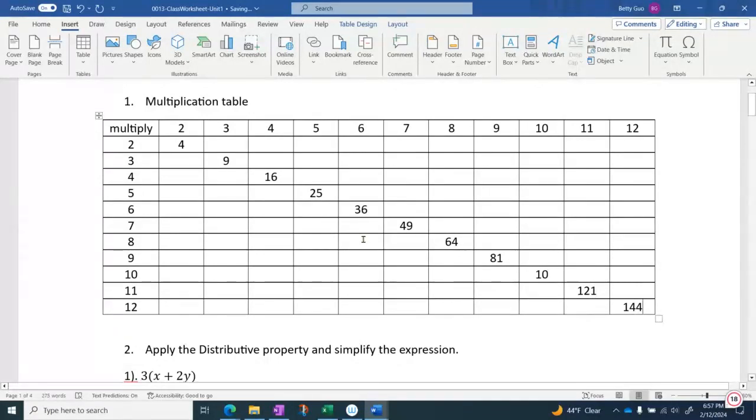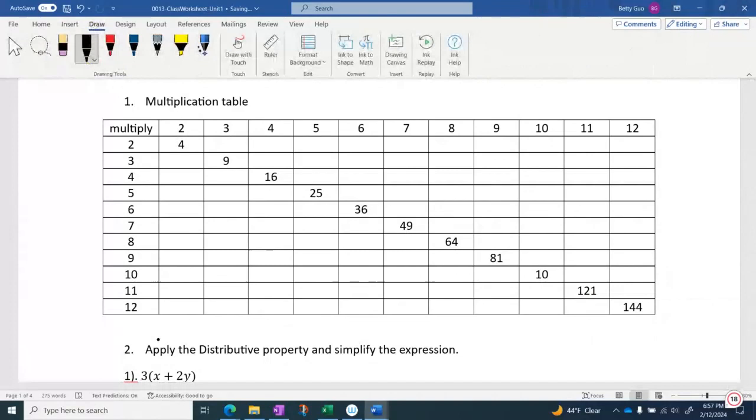13 times 13, 169. 14 times 14, 196, and so on and so on. Those numbers are on the diagonal of this multiplication table, and they are special. Why are they special? Because they are what? They are perfect squares, right? They are perfect squares.